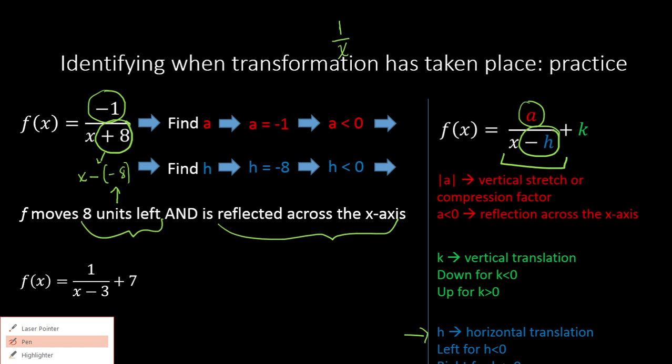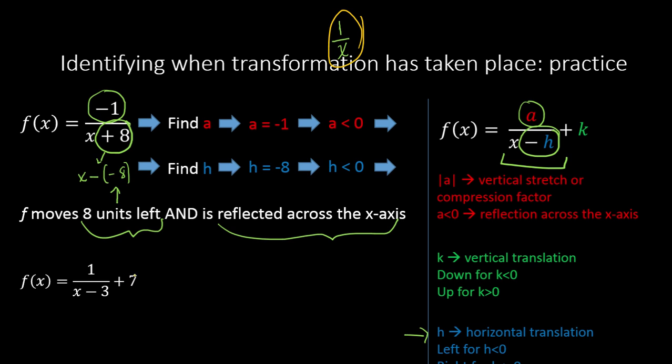Let's look at the other example. In this case, we've got 1 over x minus 3 plus 7. So what's changed here from the original 1 over x? Well, I've added 7, and then I've subtracted 3 in the denominator. Let's look at that x minus 3 first. What is h going to be equal to? Notice that because it's written as a subtraction problem, we don't have to do any work really to identify h. We see that h is equal to 3. Since h is equal to 3, that means that h is greater than 0. If h is greater than 0, we move right 3 units.